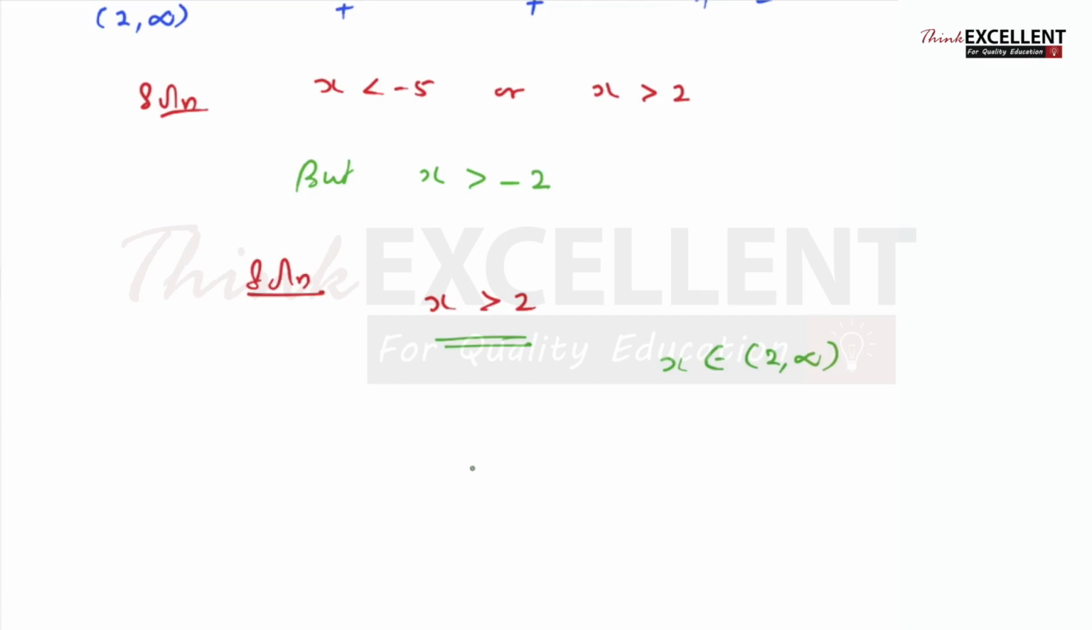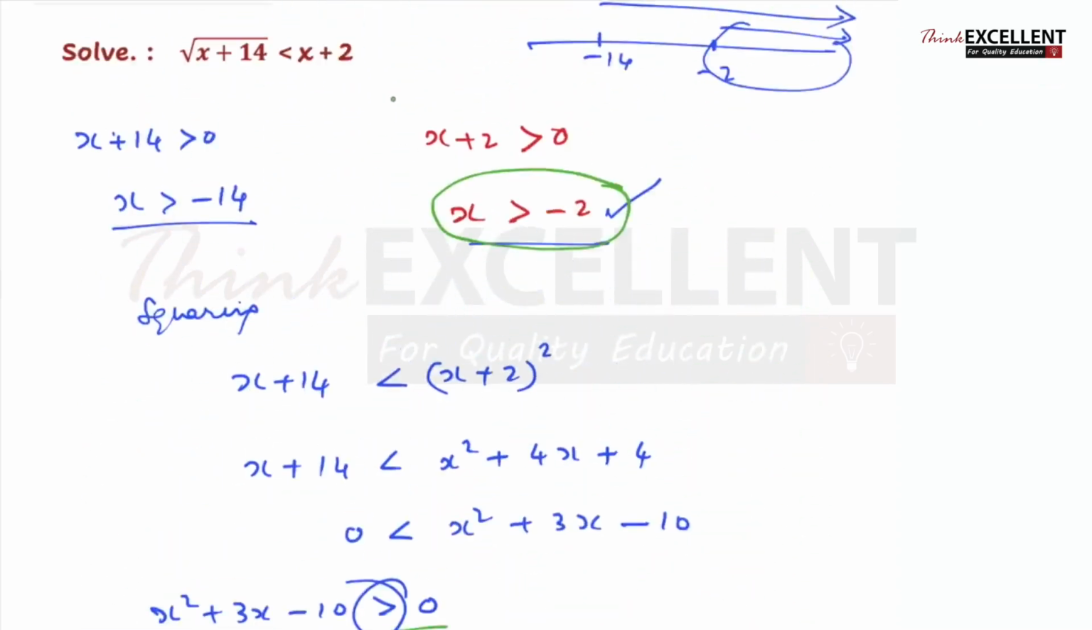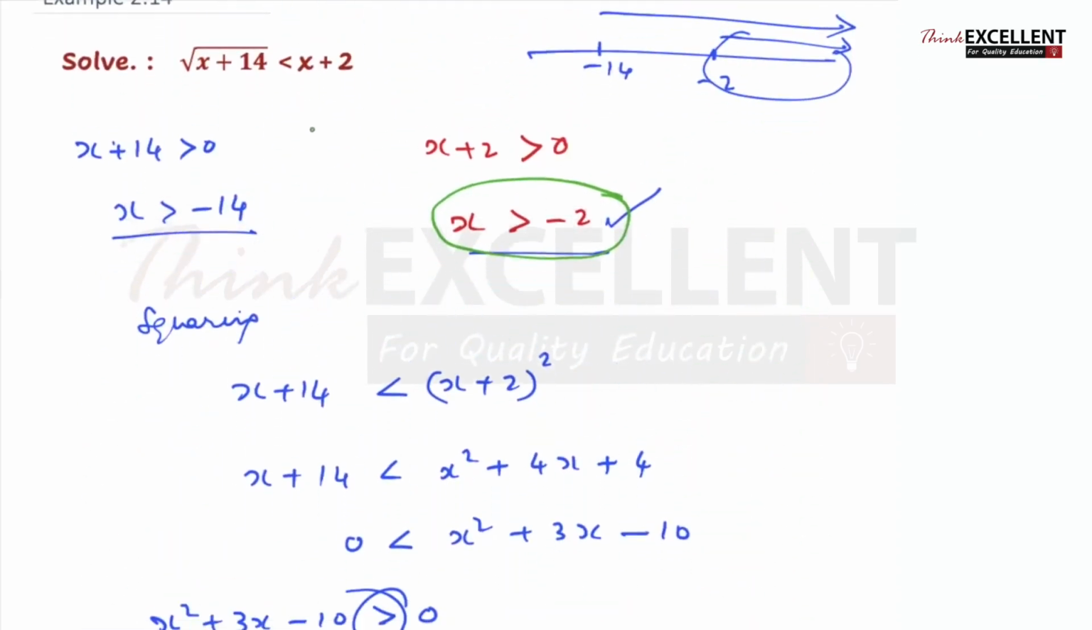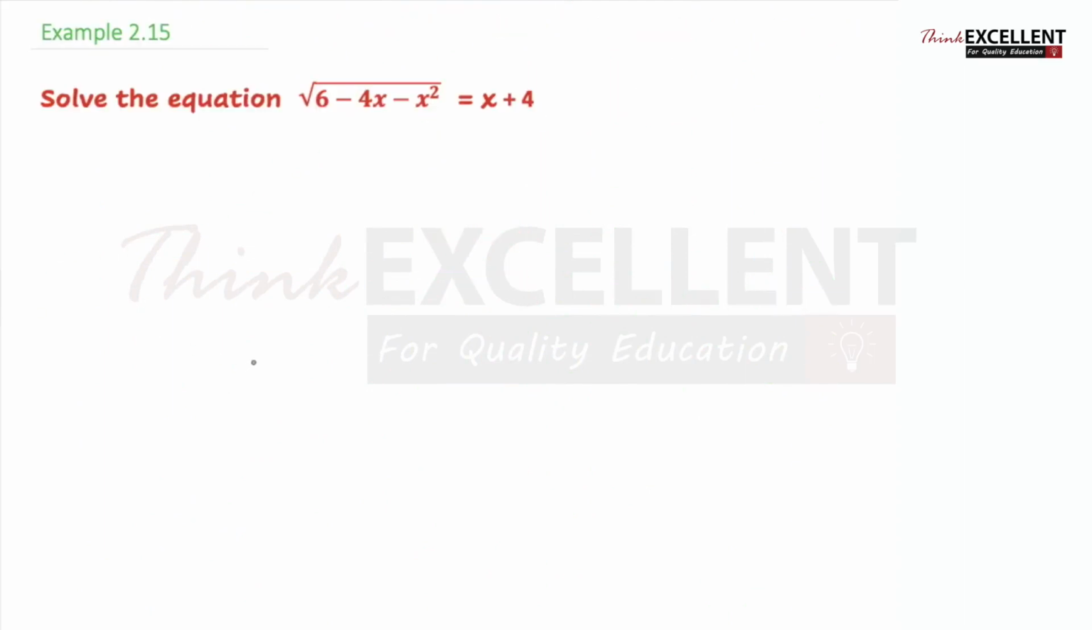On the number line, for 2 to infinity, only that portion you shade, but don't take 2. Okay, here it is only the symbol, no equal sign is here. So don't take that one. It's a very important point. You go through that again so you can understand better. Now look at another question of the same type.